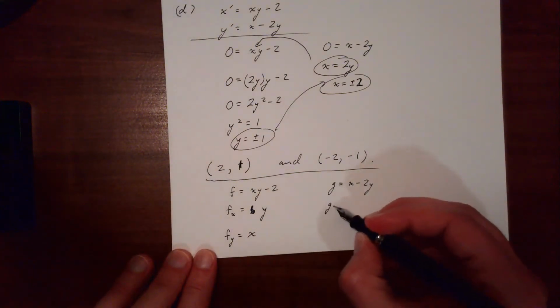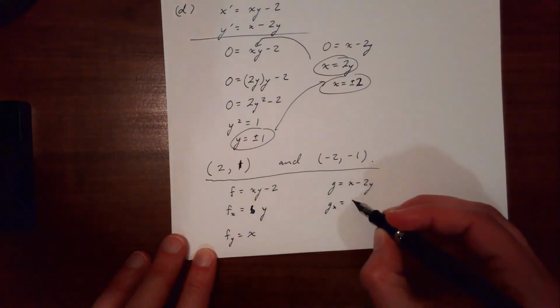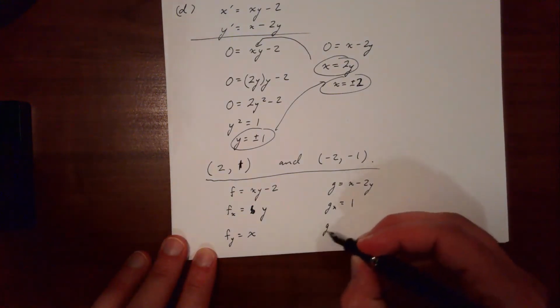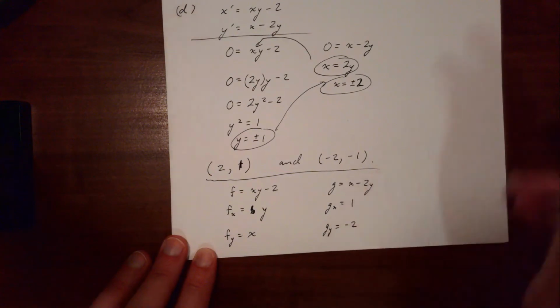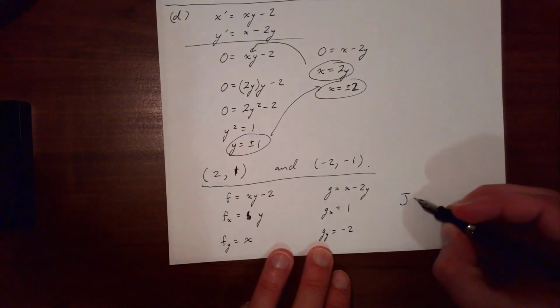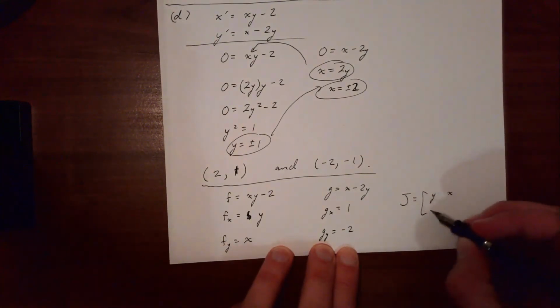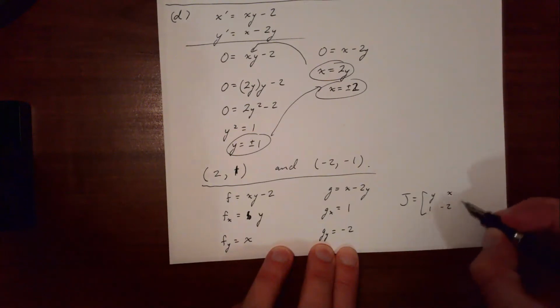Similarly, the derivative on this one is just x. Here we have no surprises. This one is just a linear function, in fact, so g sub x is going to be 1, g sub y is going to be -2. Which means that our Jacobian matrix is going to equal y, x, 1, -2.